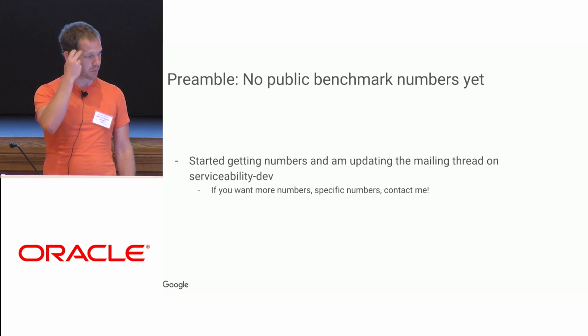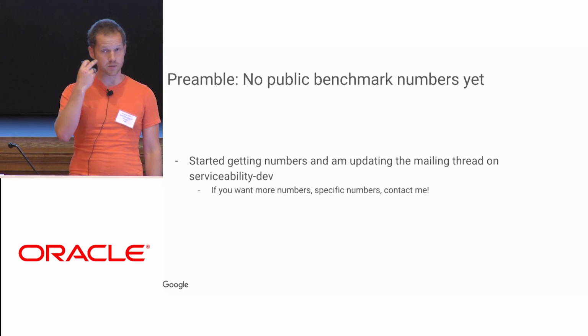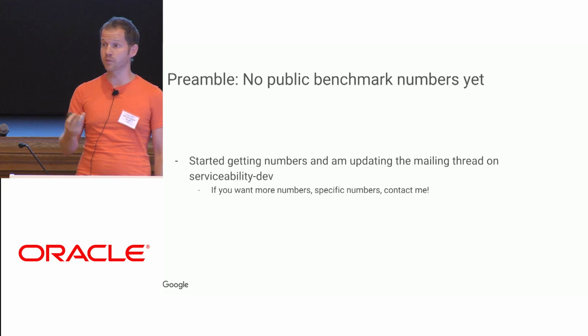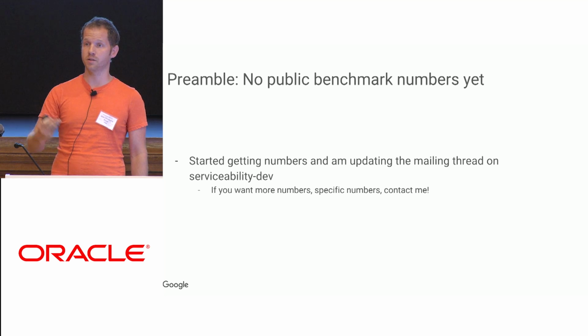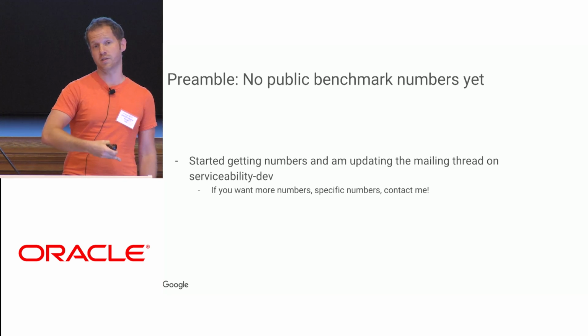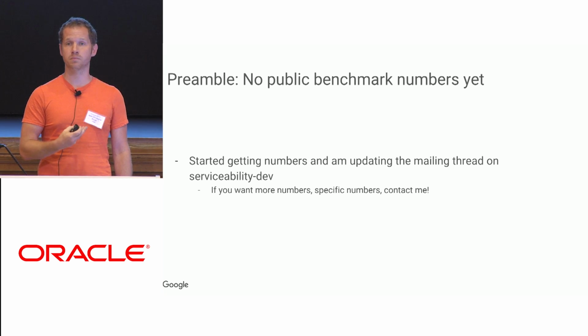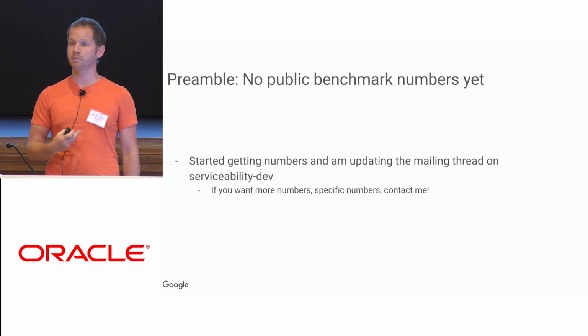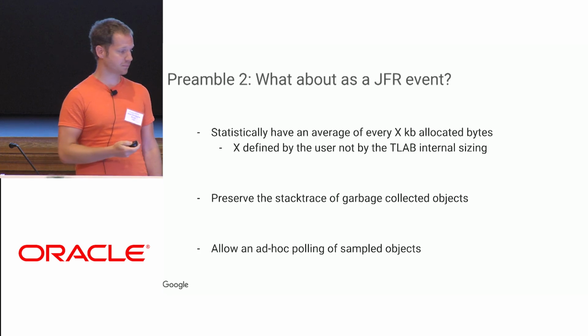I always do a couple of preambles in presentations so that people know what to expect. I don't have any benchmark numbers of this internally yet. We know it's 1%, 2%. I'm going to be working in the near future on getting numbers onto the serviceability-dev thread so that people can see what to expect. We don't expect anything other than 1%, 2%, which is what we see internally, but still. If you want more numbers now, just contact me. I'm currently on paternity leave officially, but send me an email and I'll handle it when I come back.